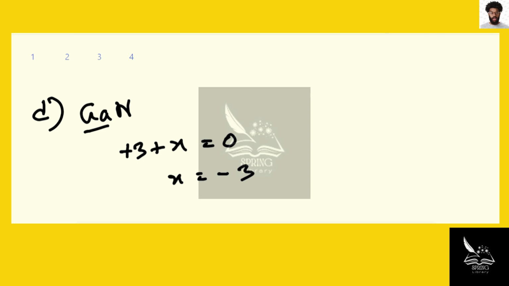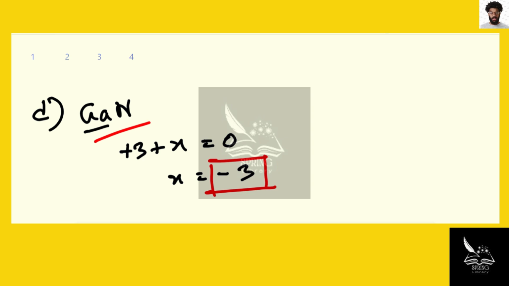Now, and then we have GaN. In GaN, gallium is a group 3 element. That means it will have an oxidation number of +3. And for nitrogen, if we consider it X, we have to find the oxidation number of nitrogen here, and the net charge here is 0 as it is a neutral molecule. That means X is equal to -3. So the oxidation number of nitrogen here is -3 in this compound.